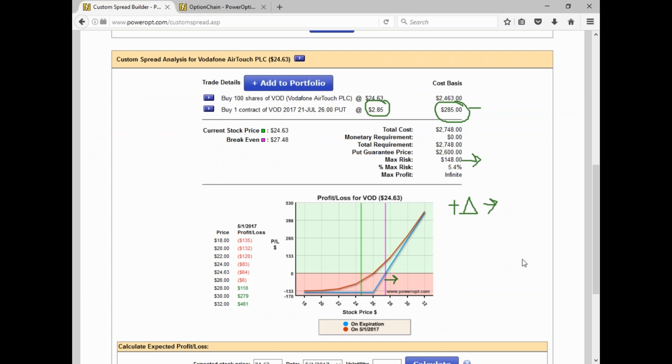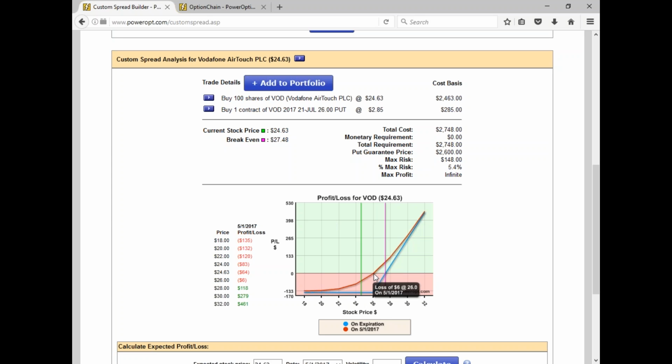Okay? It has unlimited upside profit potential, a controlled risk, of course, of only 5.4% of what I have invested in the position. Although we invested $27.48, that is the break even, but only at July expiration. If I hold the position all the way to expiration, make no adjustments, then I'd need the stock to be trading at 27.48.